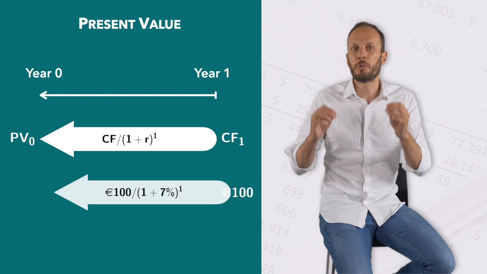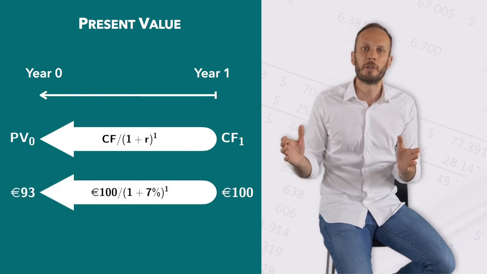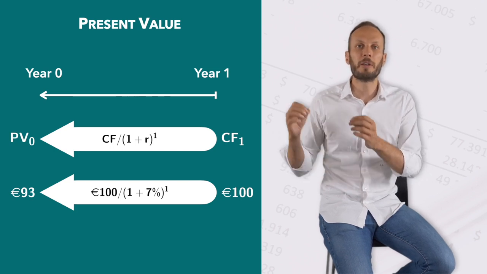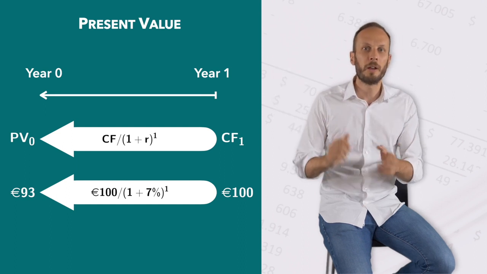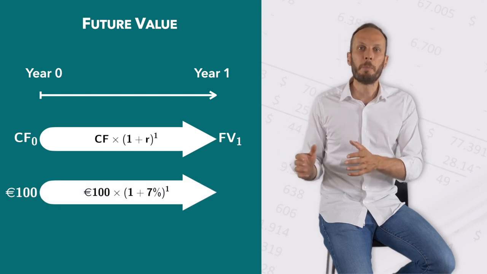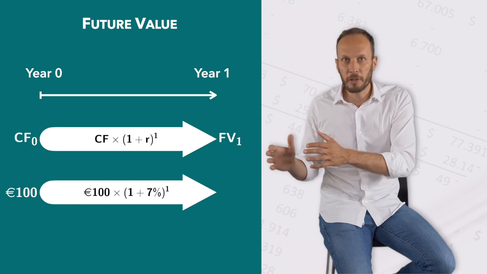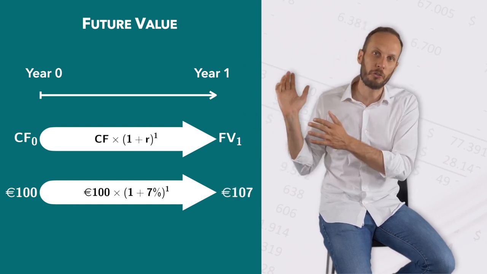Suppose you are entitled to €100 at the end of year 1. The discount rate is 7%. To get the present value of this future cash flow, you need to divide it by the discount factor as shown in the formula. Now, let's suppose you have €100 today and the compound or interest rate is still 7%. By investing €100 at 7% for a year, the future value will be 107 as shown.